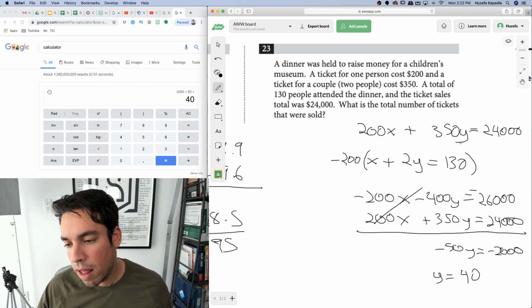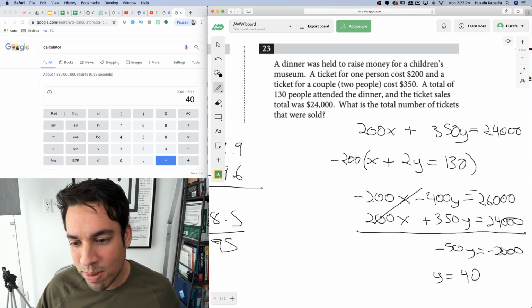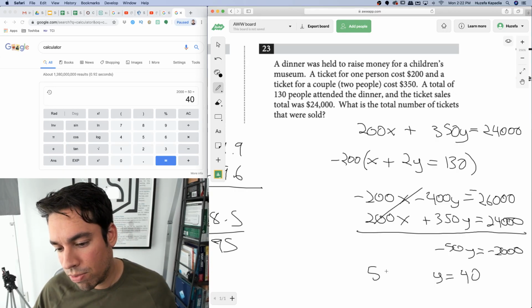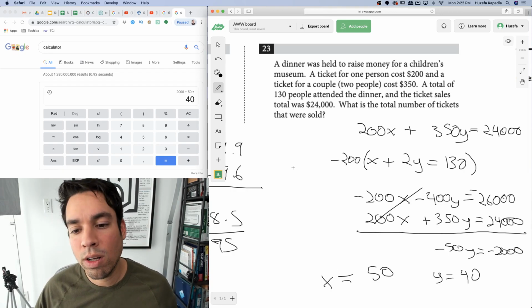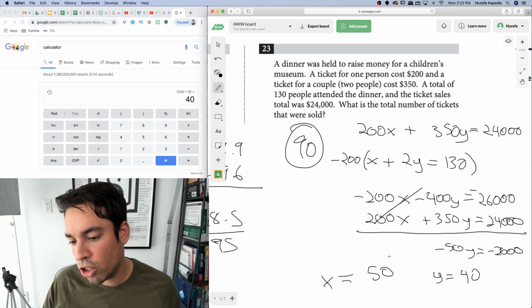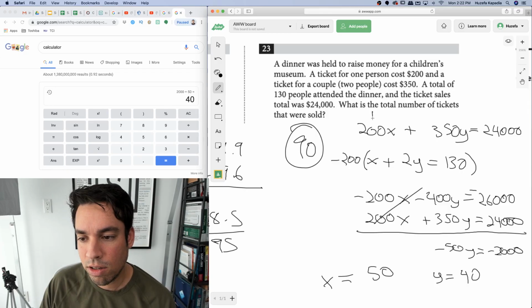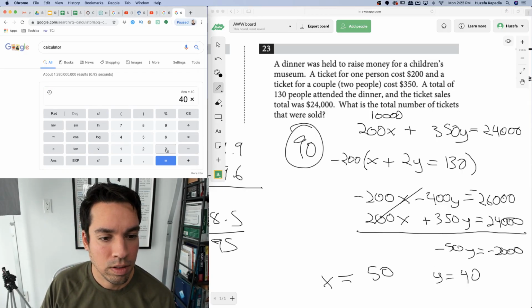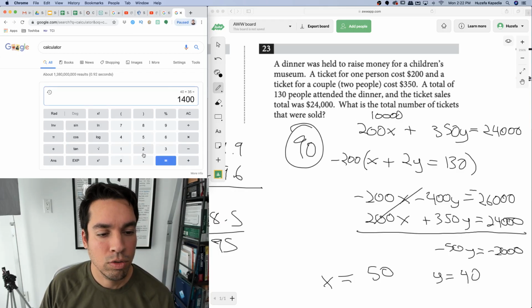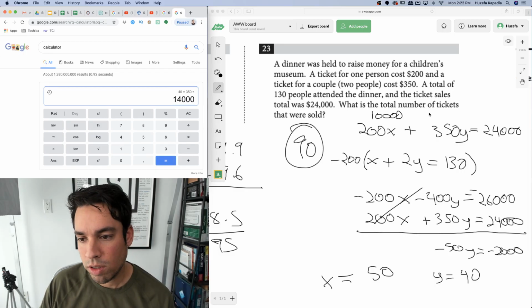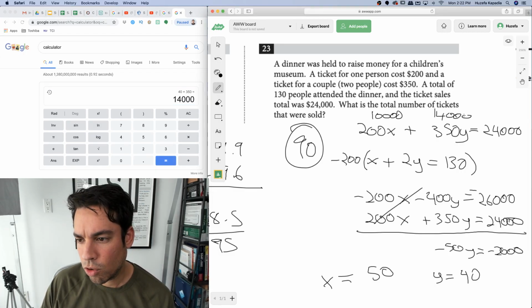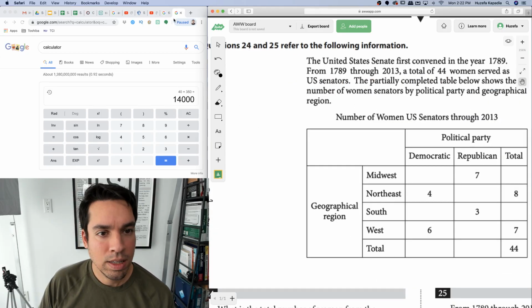That means here it would be 80, and then that would be 50. So 50 of the x tickets were sold, for a total of 90 tickets sold. Now let's double check. 50 times 200 is 10,000. 40 times 350, oops, it's 14,000. Adds up to 24,000. Boom, done, it worked.